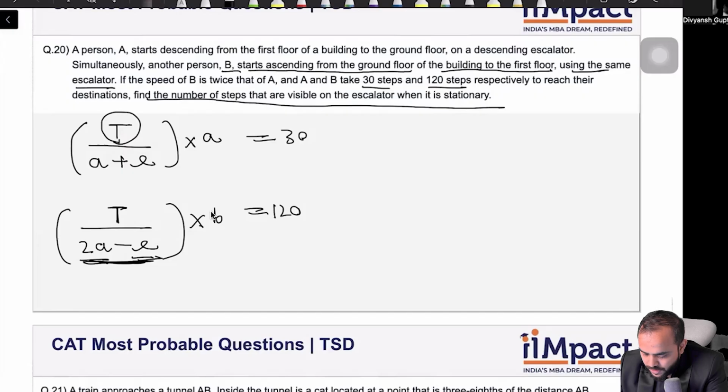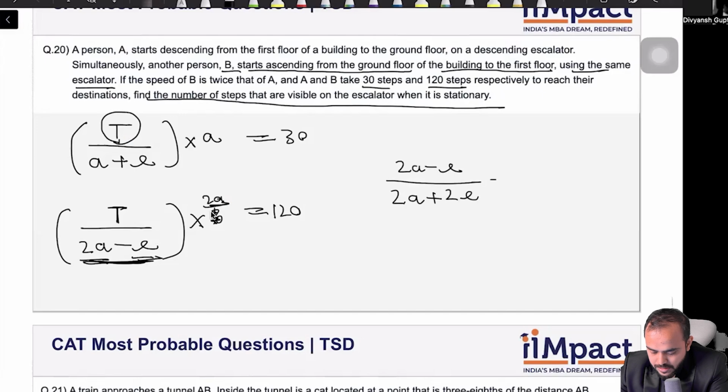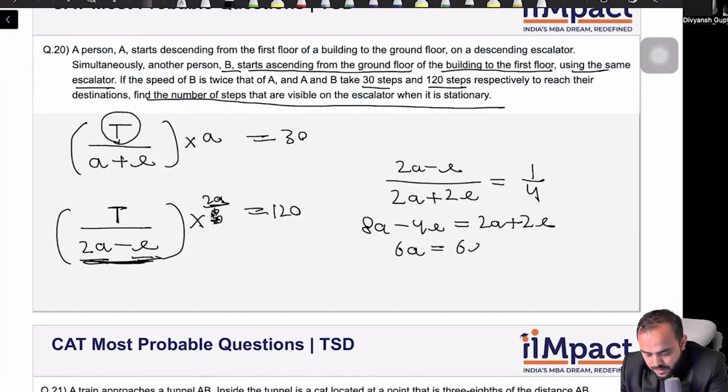All right, so the speed of B is 2a. So I can just write this as 2a, and now I can divide these two. I will get 2a minus e divided by 2a plus 2e is equal to 1 by 4, which will give me 8a minus 4e is equal to 2a plus 2e, or 6a is equal to 6e, which is giving me a is equal to e.